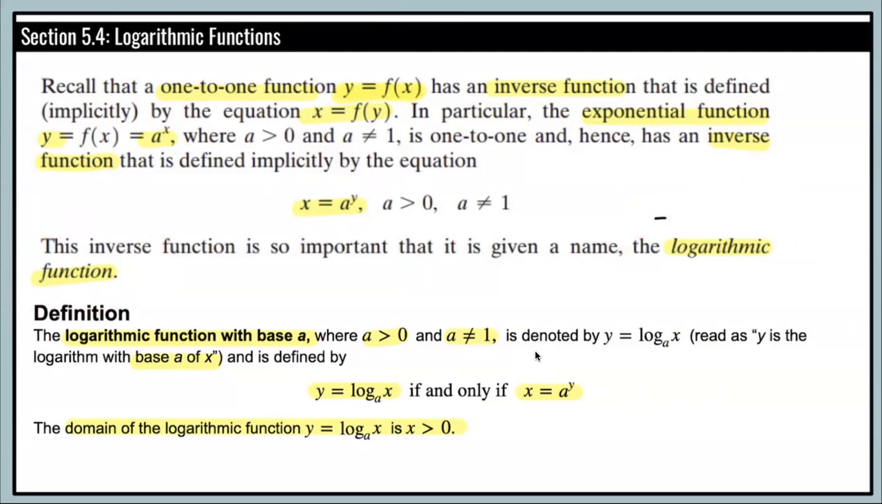The definition: the logarithmic function with base a, where a is greater than 0 and a does not equal 1, is denoted by y equals log base a of x. You read that as log base a of x. That means y equals log base a of x if and only if x equals a to the power of y. The domain of the logarithmic function y equals log base a of x is x greater than 0. We're going to do some problems, but let's see what's next.